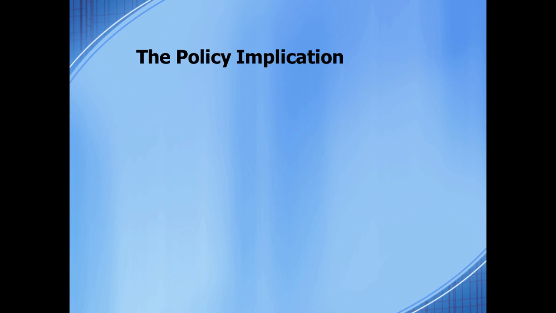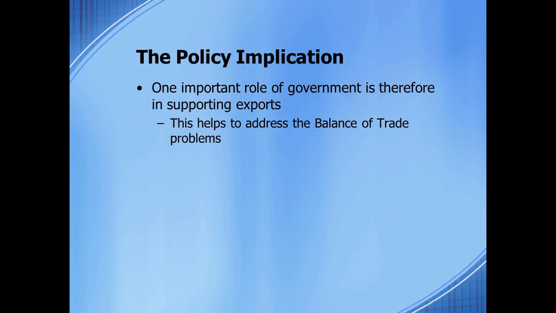There is a policy implication to this, and one important role of the government is to look at how they can support exports. It's really important for government to provide this support to encourage the value of the exports so that it can resolve some of the problems with the negative balance of trade. There are different ways of doing this.